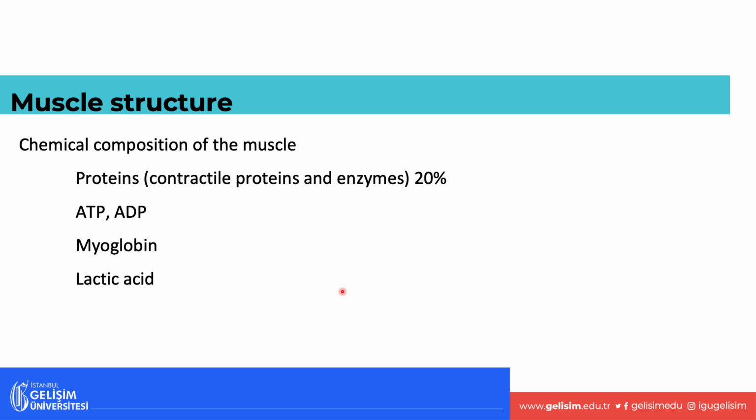Finally, lactic acid. Lactic acid is a byproduct of muscle metabolism that can build up in the muscle during periods of intense activity. It's produced when the body breaks down glucose for energy in the absence of oxygen. So, while lactic acid can cause fatigue and muscle soreness, it is also a fuel for the body, and it can be converted back into glucose for energy.